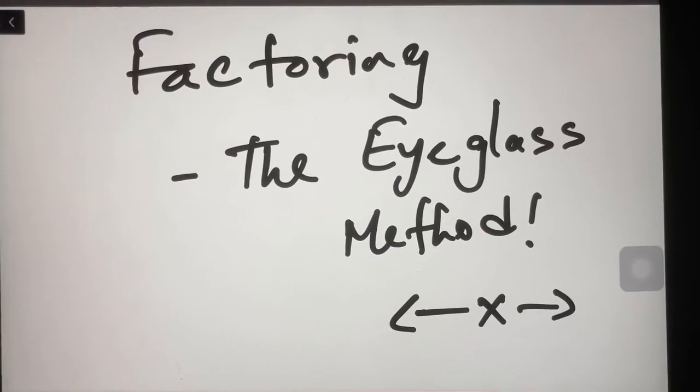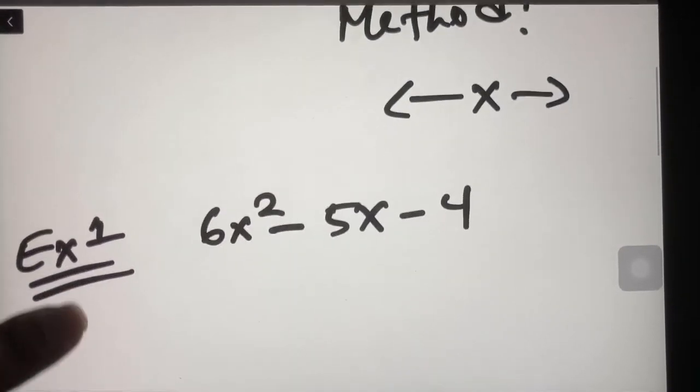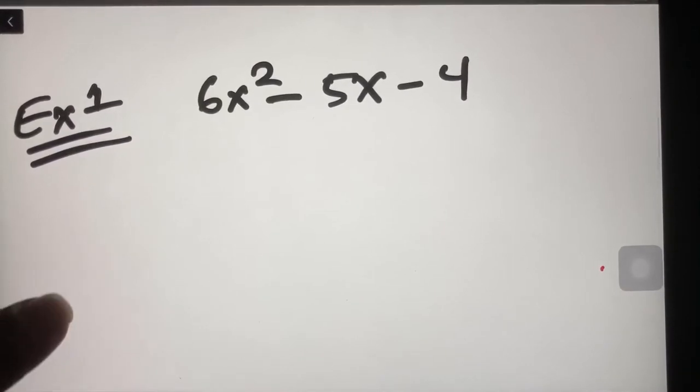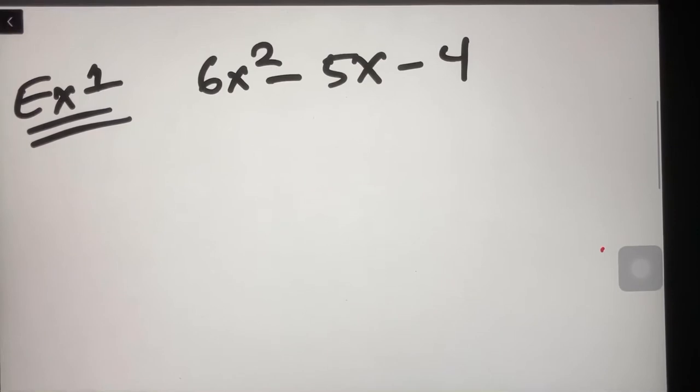So today we are going to talk about factoring: the eyeglass method. All right, so let me show you how to apply the eyeglass method. Example number one says 6x squared minus 5x minus 4. So the question that I always ask myself, can I apply the eyeglass method?